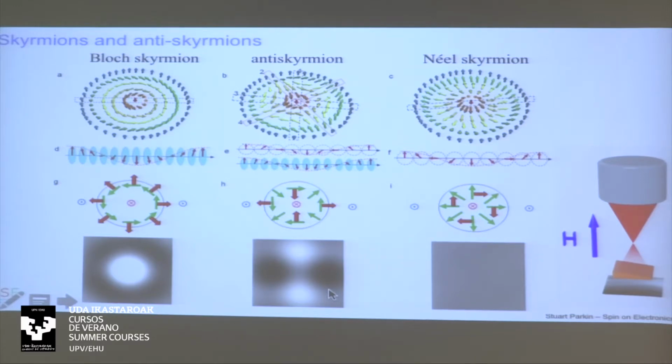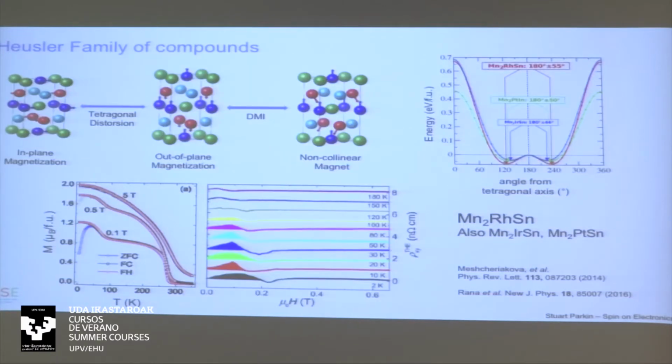Now all of these images are calculated for the beam being exactly perpendicular to the lamella. If it's not perpendicular, then the images will be distorted, and that's typically what one sees. So where are we going to look for antiskyrmions? It was theoretically predicted that in certain materials which have a certain symmetry, a D2d symmetry, you should see antiskyrmions and not skyrmions.